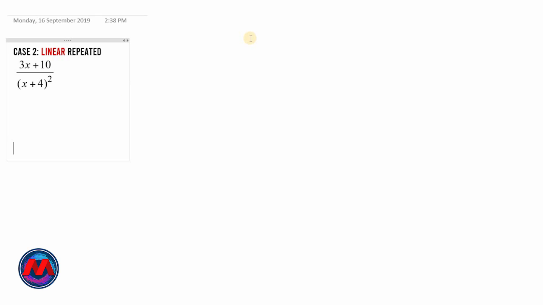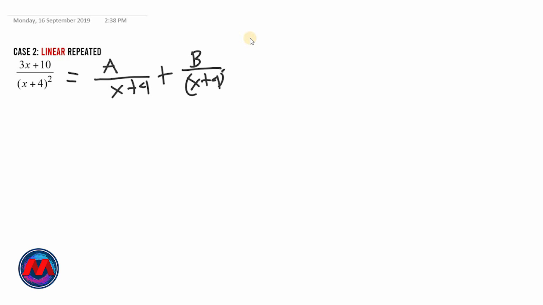Paano naman pag nauulit na? Alright. So, same process. Step number 1, factor the denominator. Pero sa case na to, factored out na yung denominator niya. So, what we will do for the second step is to set up the equation. Guys, since linear equation siya, isang letter lang yung nasa taas. That's a over x plus 4 plus b over x plus 4 squared. Yon. So, paano nangyari yon?